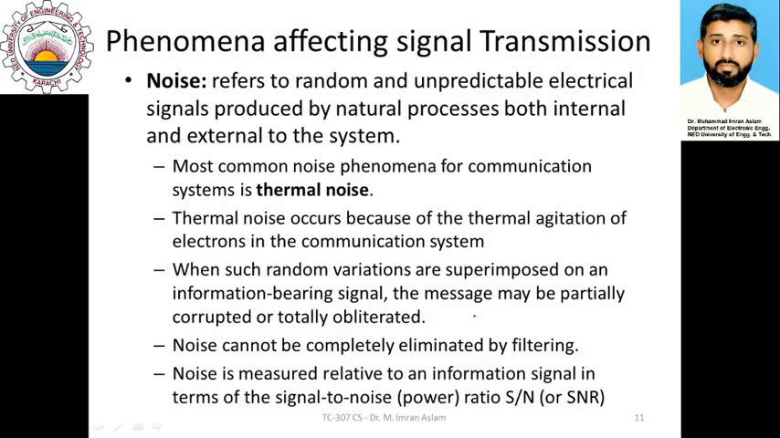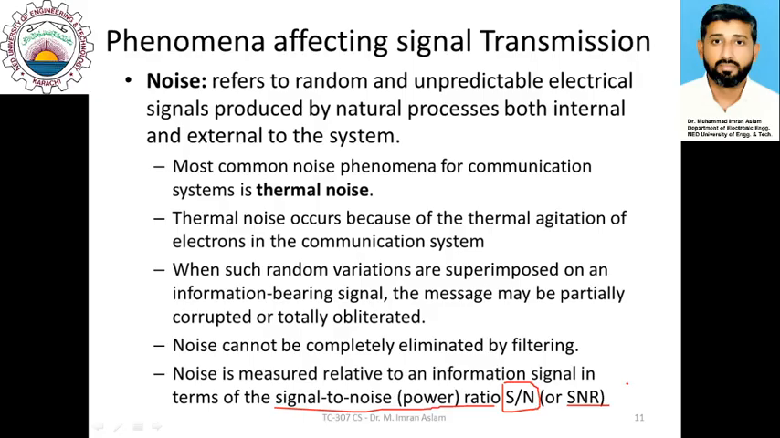So the most common parameter that we use to represent noise is signal to noise ratio. We calculate the power of the signal which is going through the system, and we calculate the power of noise, and we divide the signal power by the noise power, and this power ratio is named as signal to noise ratio, or simply we write it as SNR. So SNR is actually the true representation of how severe the noise is in the system.